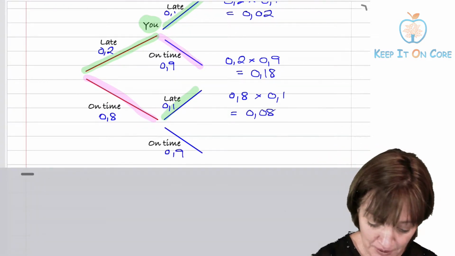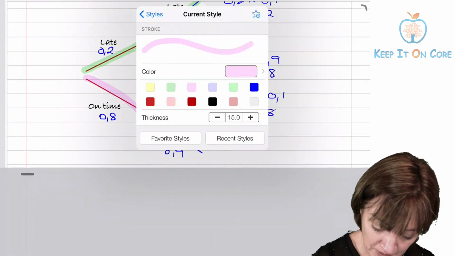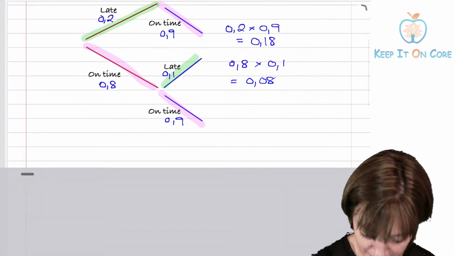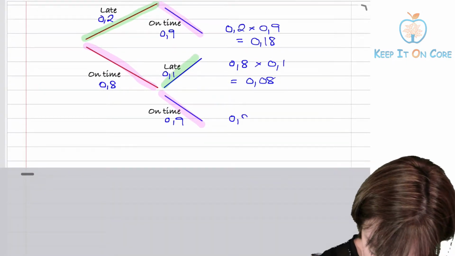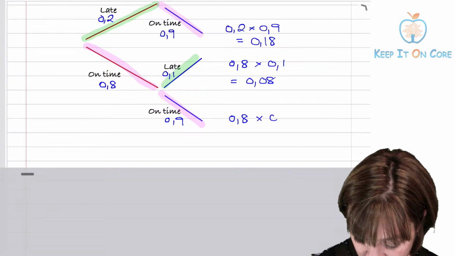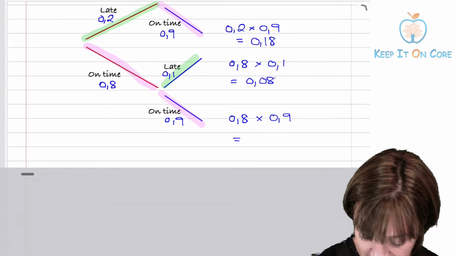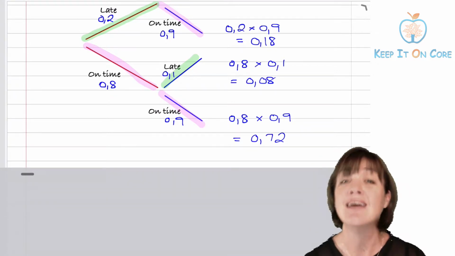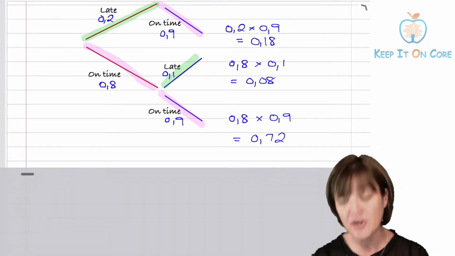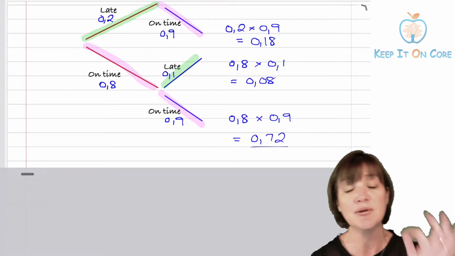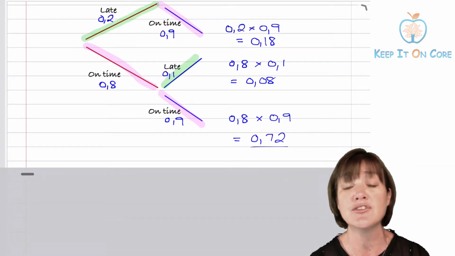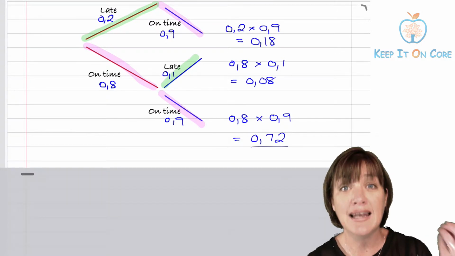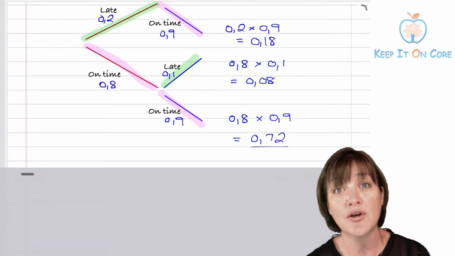And finally, the probability that you are both on time. Okay, well, this is the one with the highest likelihood of occurring, where 0.8 is your probability of being on time and 0.9 your teacher's, so therefore giving you 0.72. Okay, very likely that this will occur. And how do I know that that's very likely? Because it's a value that is much, much closer to 1 whole. The closer it gets to 1, the more likely it is that something will occur.